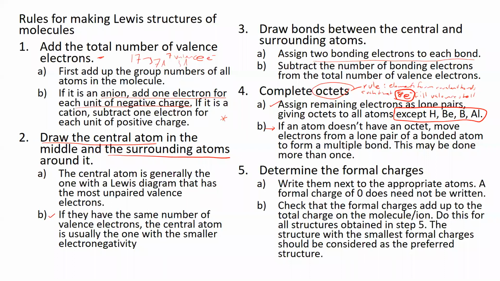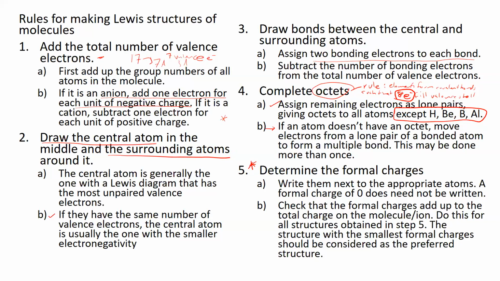Okay, if we do that, we're going to take a lone pair of electrons from one of the bonded atoms and form a multiple bond with that element that doesn't have the octet, thus increasing the number of electrons that surround it. Right? So it'll go from a single bond to a double bond, which means it'll be sharing more electrons.